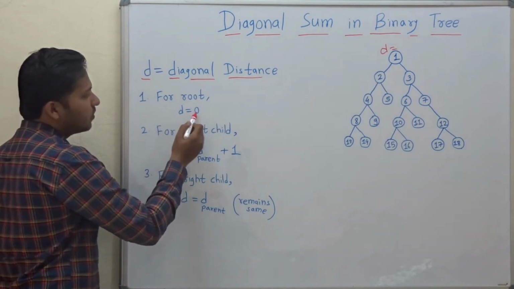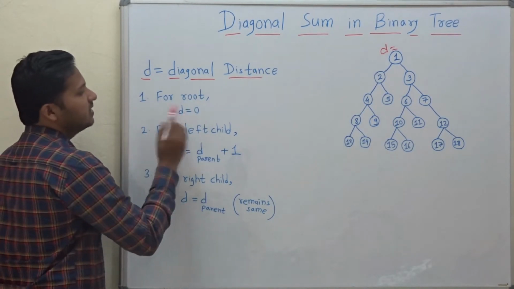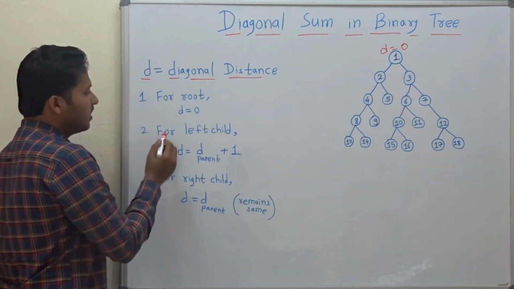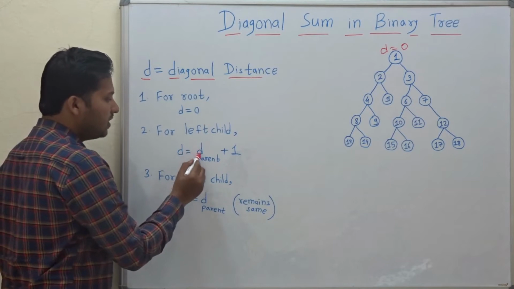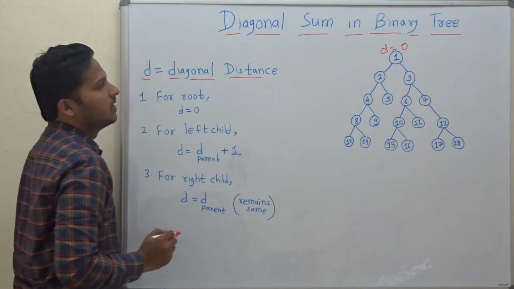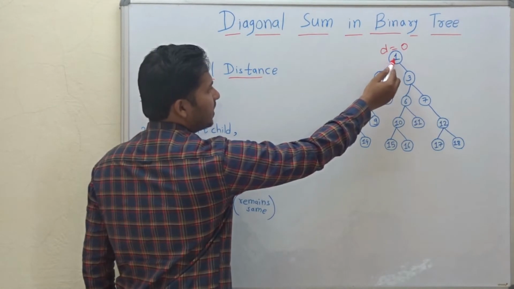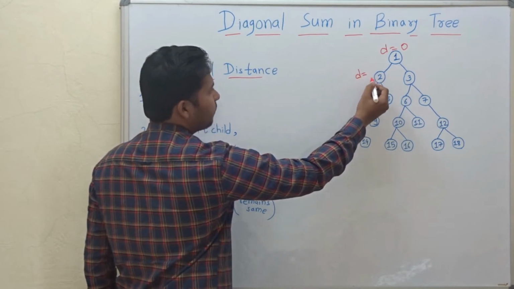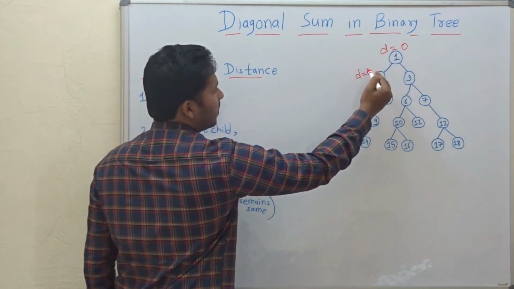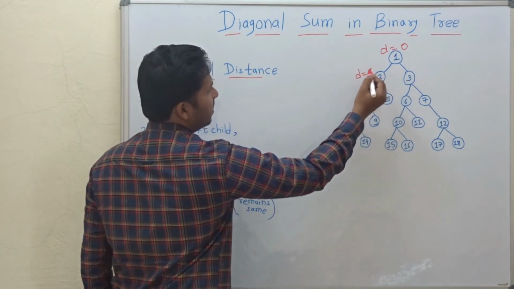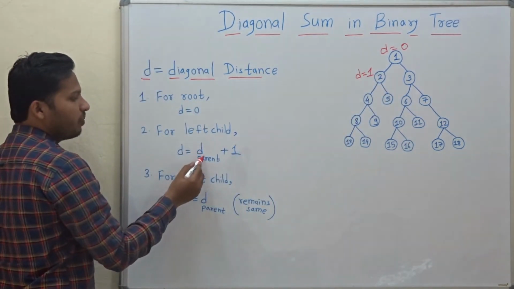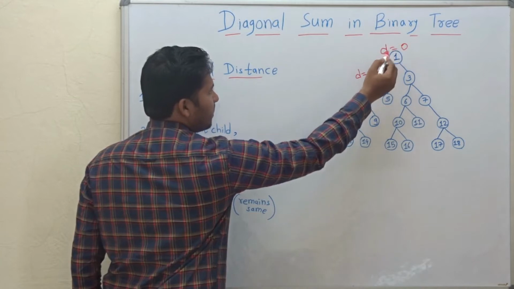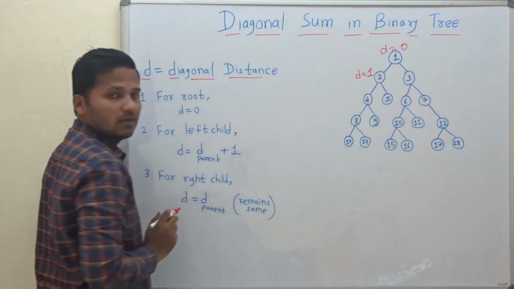For root, diagonal distance is equal to 0. That is, D is equal to 0 for root. The second rule is for left child, D is equal to D of parent plus 1. So the left child of 1 is 2. So the D, that is diagonal distance for 2, will be 0 plus 1, so that will be 1. Diagonal distance of parent plus 1. So for 2 the parent is 1, so the distance is 0, plus 1 it will be 1.